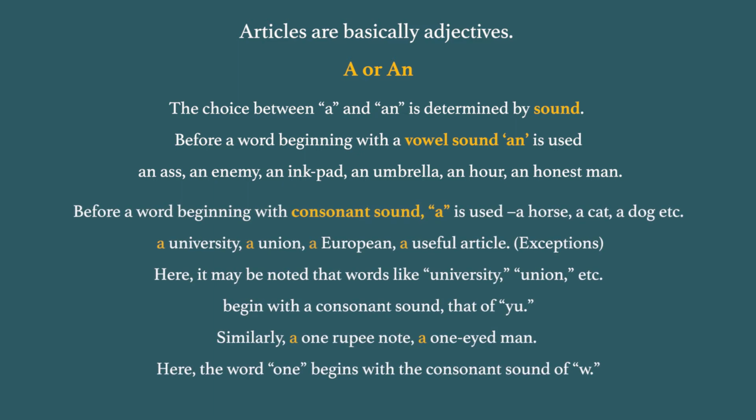Before a word beginning with a consonant sound, a is used. Example: a horse, a cat, a dog, a university, a union, a European, a useful article. These are all, of course, the exception. Here it may be noted that words like university, union, etc. begin with a consonant sound of YU. Similarly, a one rupee note, a one-eyed man, here the word one begins with the consonant sound of W.